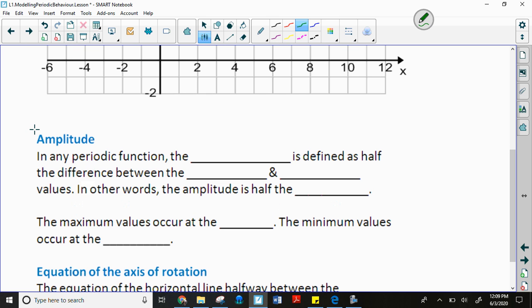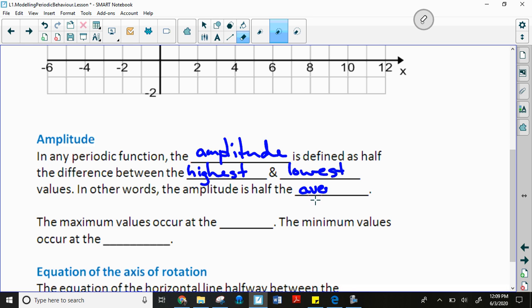So amplitude, for any periodic function, is defined as half of the difference between the highest and lowest values. In other words, amplitude is half the average. No, amplitude is half the difference. I'm keeping it in here anyway. I made a mistake. You watched me make a mistake.